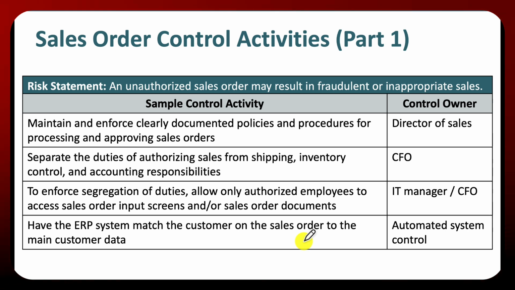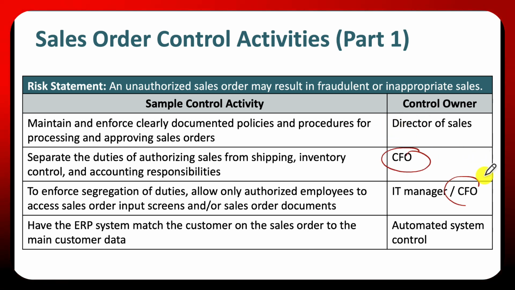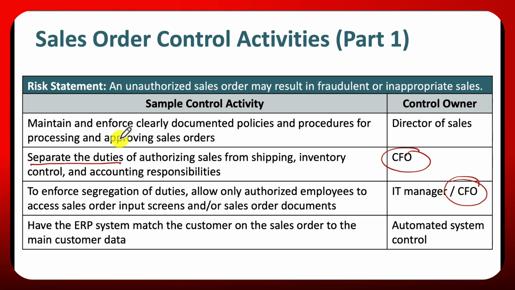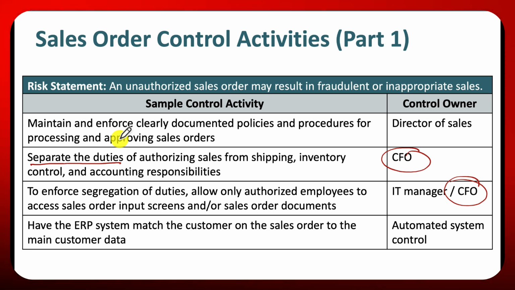So our sales order control activities. The CFO, again one of my favorite positions, might be responsible for the segregation of duties from authorizing sales from the shipping department, inventory control, and accounting. The CFO might also enforce segregation of duties, allowing only authorized employees to access those sales order input screens or the documents themselves.